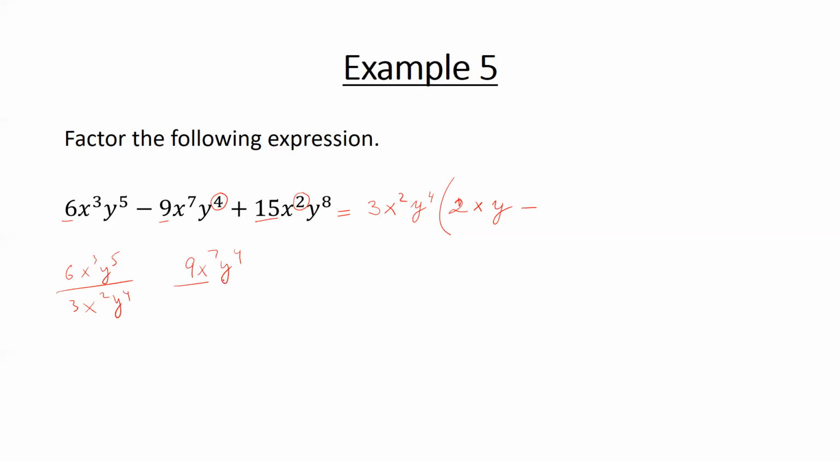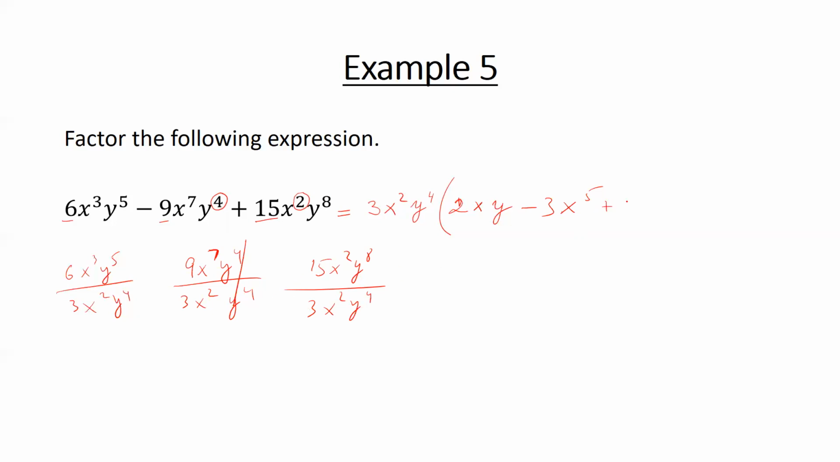minus, when we divide 9x to the 7, y to the fourth, by the GCF, which is 3x squared y to the fourth, 9 divided by 3 is 3. When we subtract the exponents for x, 7 minus 2 is 5. And y's, 4 and 4, they cancel. There are no y's. And finally, the last term, 15x squared y to the eighth over 3x squared y to the fourth.